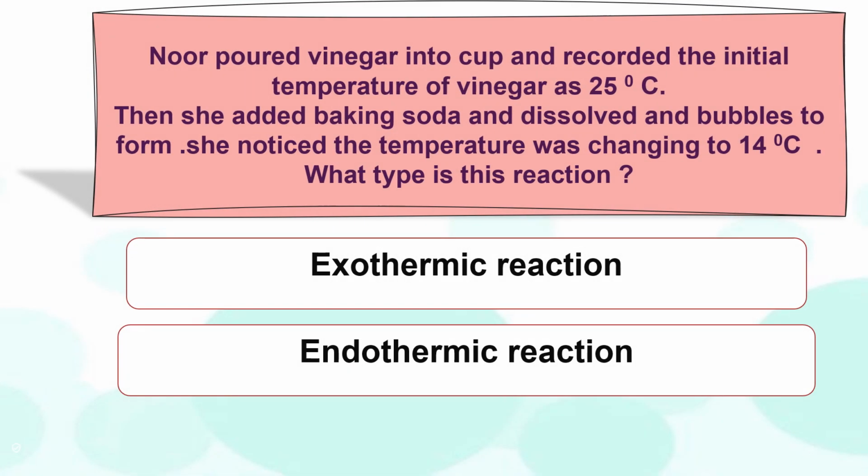Noor poured vinegar into a cup and recorded the initial temperature of the vinegar as 25 Celsius. Then she added baking soda, it dissolved and bubbles formed. She noticed the temperature changed to 14 Celsius. What type is this reaction? Exothermic reaction or endothermic reaction? The answer is endothermic reaction, because the temperature changed from 25 to 14. The heat was greater in the reactants, therefore it is endothermic.